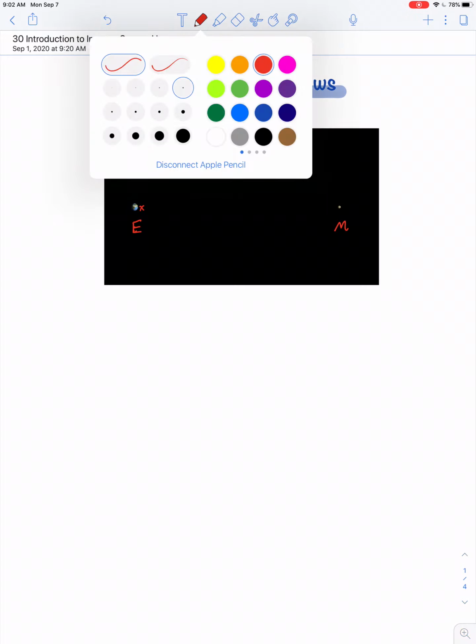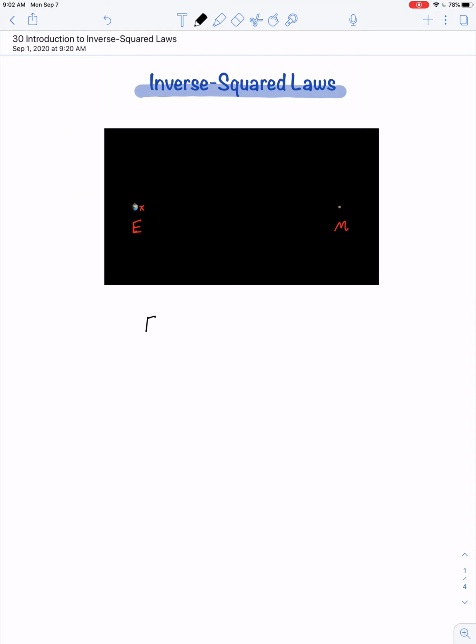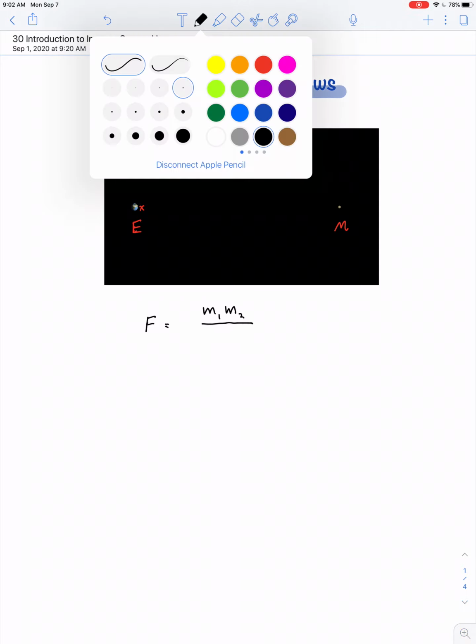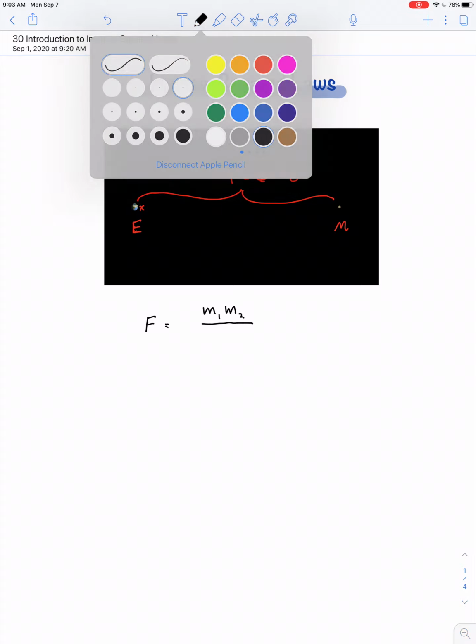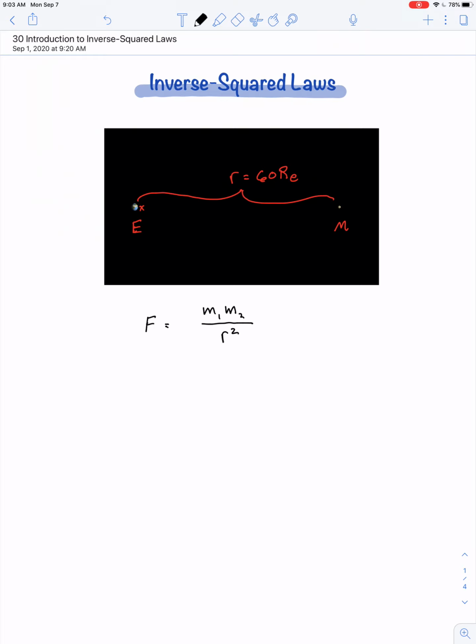So there's this force that can be represented by this equation. So take the mass of the Earth, we'll call Earth object number 1. Take the mass of the Moon, call that object number 2. And then divide by the distance between the two of them, which is roughly 60 times the radius of the Earth. So that distance we can label here as little r, if we want, to indicate that it's 60 times RE, 60 times the radius of the Earth. Okay, so that r is squared in this equation, and then there's a constant of proportionality.